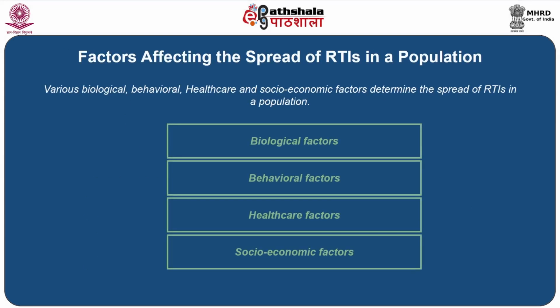Now let us look at the factors that affect the spread of RTIs in a population. There are various biological, behavioral, healthcare and socioeconomic factors that determine the spread of RTIs in a population. Some of the biological factors highlighted by various studies include duration of infectivity, presence of other STDs, infectivity of a particular strain of the pathogen, age and presence of cervical erosion, immunologic status and circumcision status.